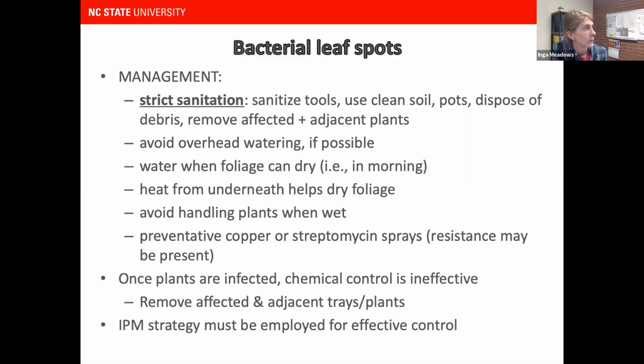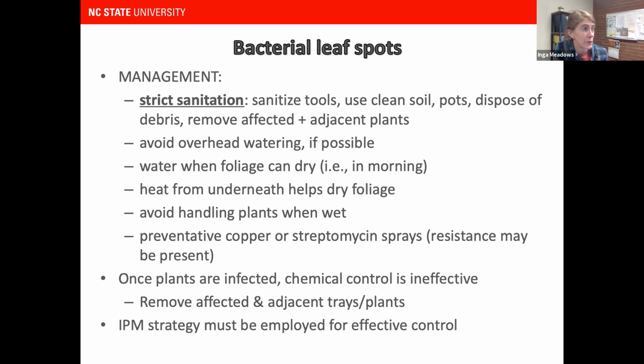All right. So management for bacterial leaf spots. This really requires strict sanitation. We don't have good chemical controls for managing bacterial spots. So it's all the cultural practices ahead of time before you go to a chemical control. It's really important to sanitize tools, using clean soil and pots, and disposing of any soil or plant debris.